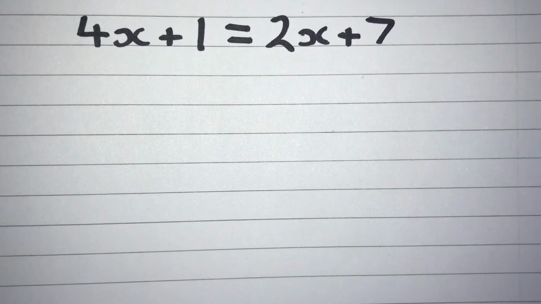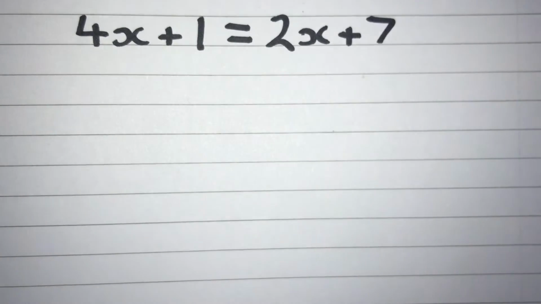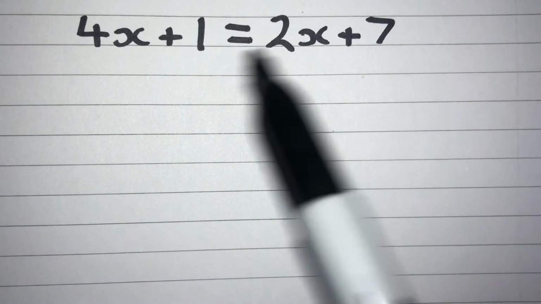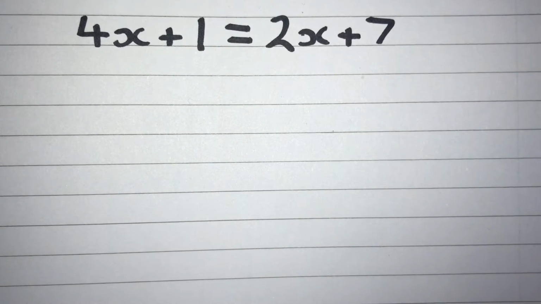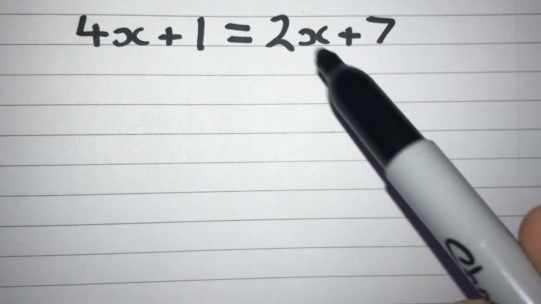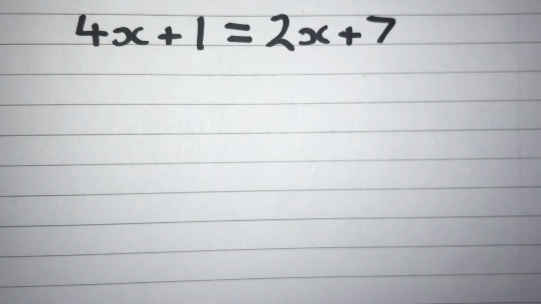Now let's look at this example here. We've got 4x plus 1 equals 2x plus 7. Now again, we only want to have x's on one side of our equals sign. So to start off, we want to get rid of our smaller amount of x. Well, our smaller amount of x in this example is going to be this 2x. It's smaller than our 4x. So we subtract 2x from both sides.